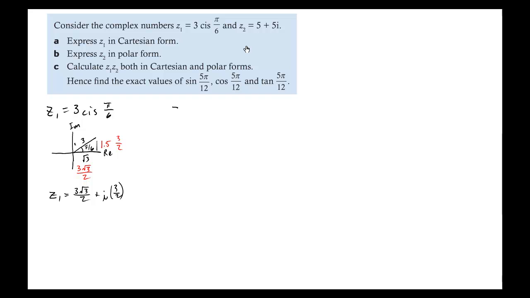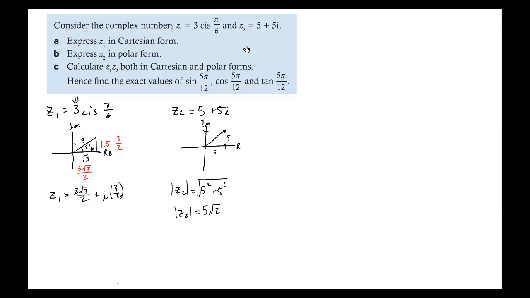So now we're going to take z2, which is in Cartesian form, and write it in polar form. Again, we take our drawing: that's 5 in the real direction and 5 in the imaginary direction, so I go 5, 5, and that puts me right here. What do I need for polar? I need the modulus, which is the length. So that's the square root of 5 squared plus 5 squared, a squared plus b squared equals c squared, and I end up getting that the modulus is the square root of 50, which is 5 root 2.